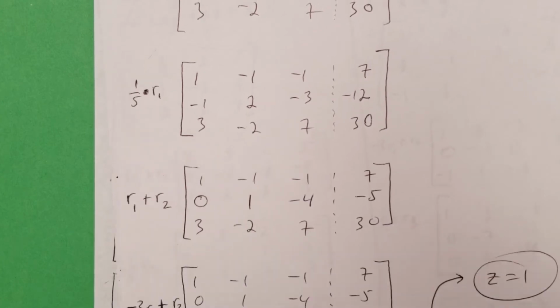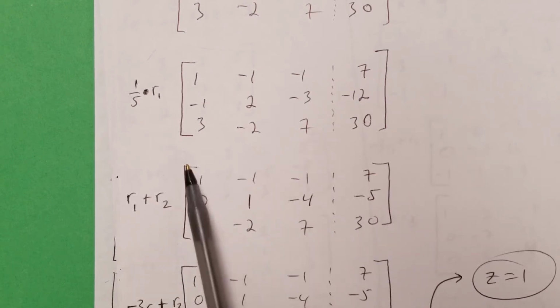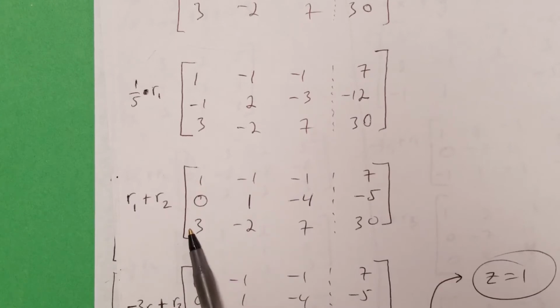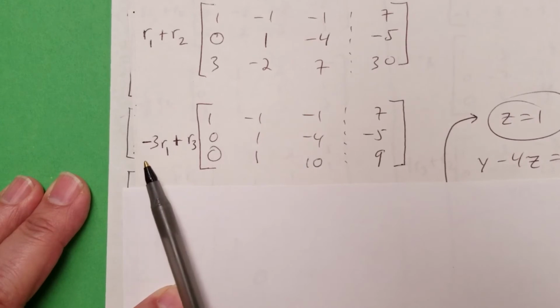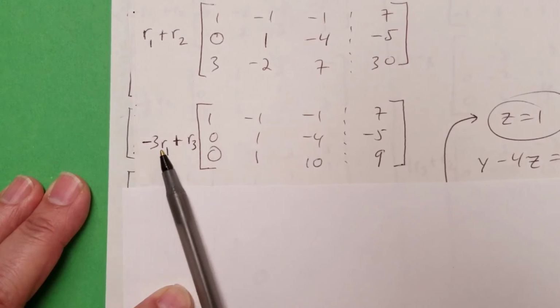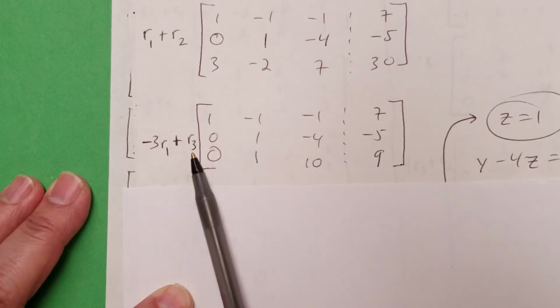Well, why don't you multiply by -3 here and then add it to the bottom? So if you multiply by -3, you'll get a -3 here, and you add it to the 3, and you'll get a 0. That's what I wrote down here, right? -3 times row 1. So row 1 times -3 and add it to row 3.